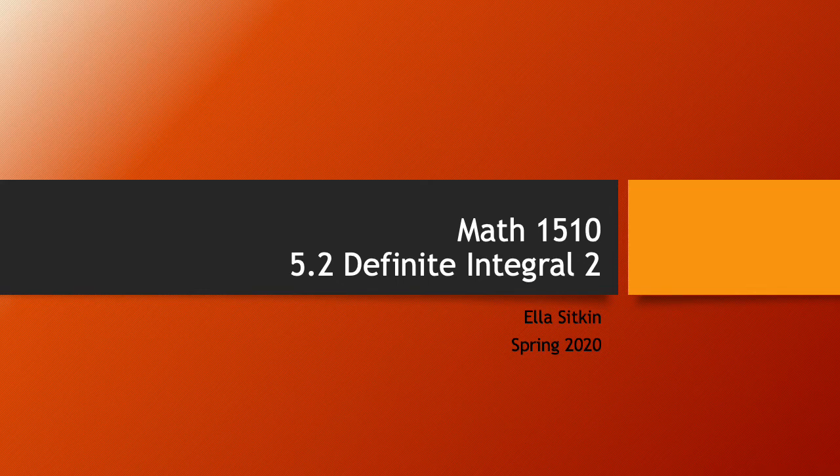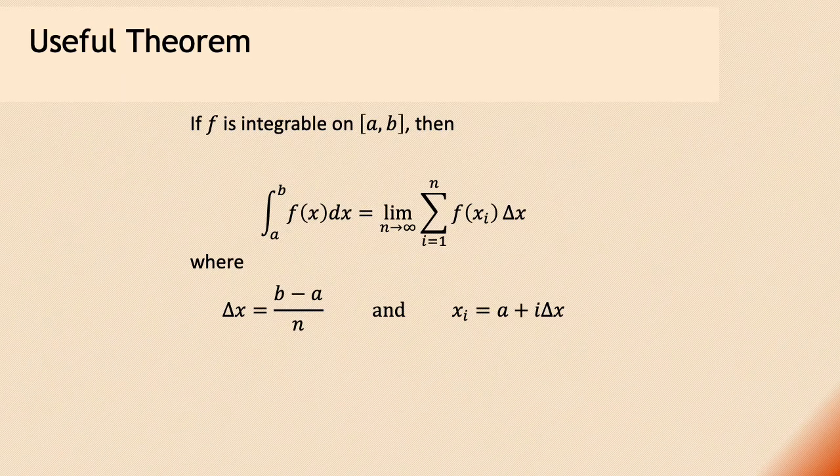Right, we'll go on and we'll finish up definite integrals. This is a useful theorem. You've seen the first part of this before. It's just the definition of a definite integral, and that is that the definite integral on some interval a to b is equal to the limit, as n approaches infinity, of the sum of the areas of all the rectangles.